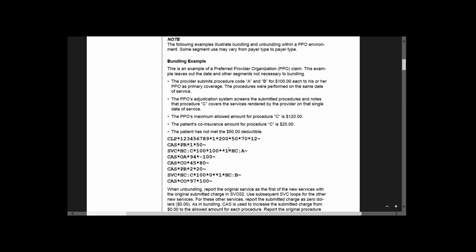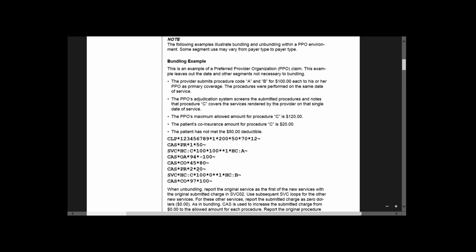Now there is an example given over here. Before we see the example, this is exactly how your data is going to look. Here the data is separated by star. So this is exactly how the raw data of 835 is going to look. Now the example is given over here for the bundling.